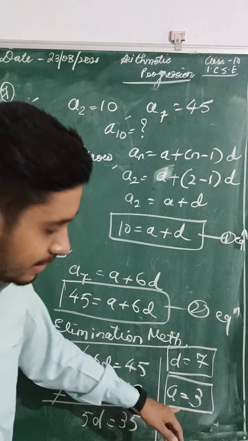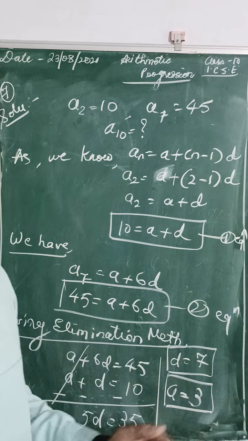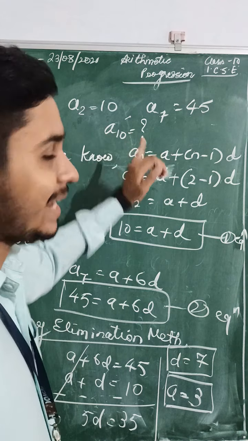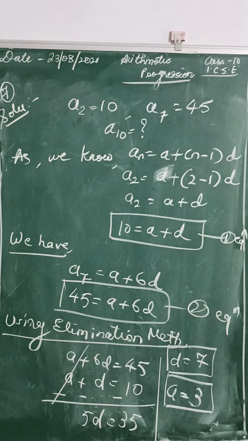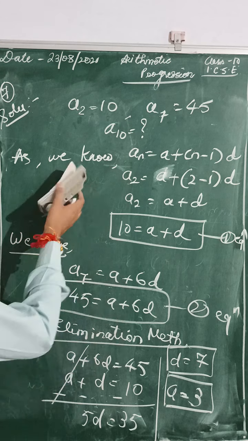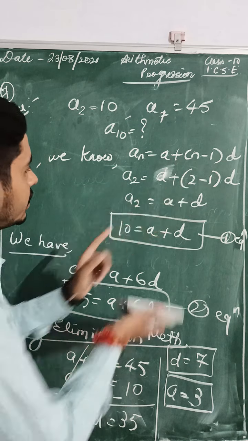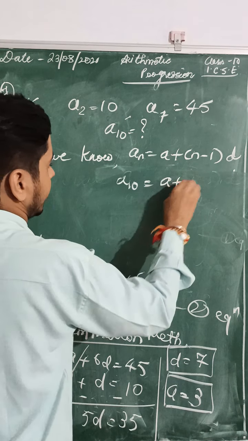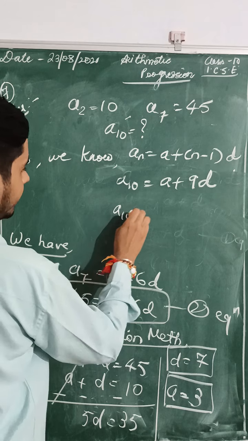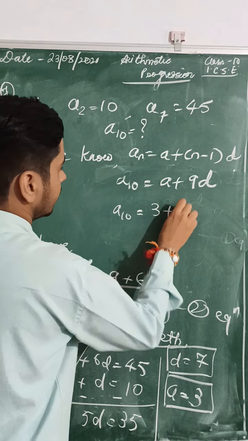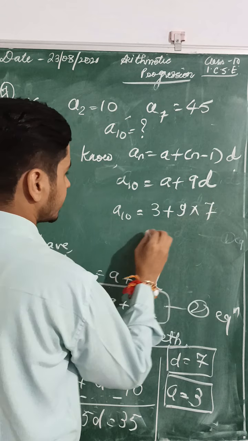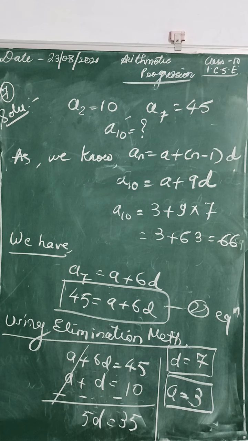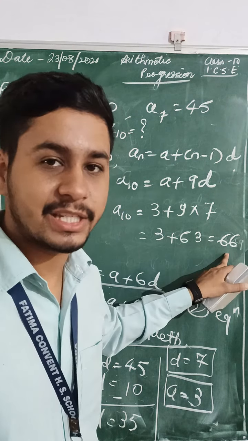So we got a and we got d, because these two are very important factors for finding any term. Here we require a10. So what will a10 be? A10 will be a plus 9d. As we know, a10 is a plus 9d. A10 is equal to a we got, which is 3, plus 9 into d we got, which is 7. So 3 plus 63, 66. So the 10th term of the progression is 66.